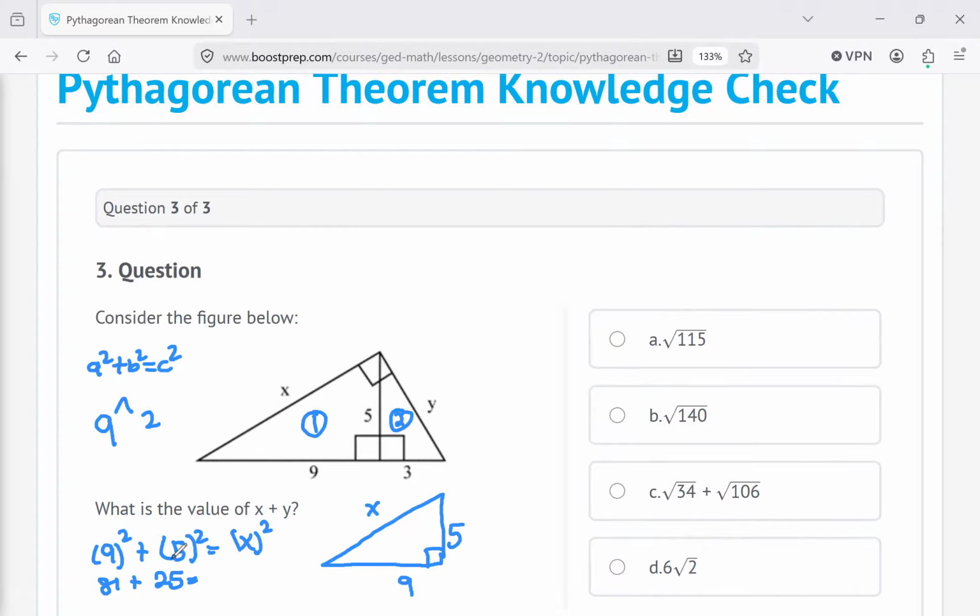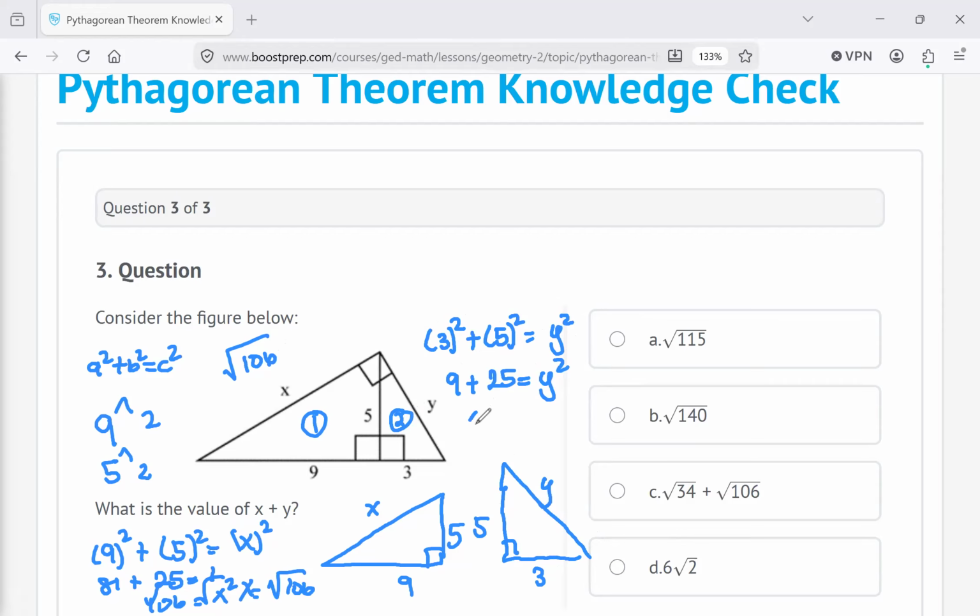So we definitely could do the Pythagorean theorem. It would be 3 squared plus 5 squared equals y squared. So 3 squared is 9, 5 squared is 25, equals y squared. And then 9 plus 25 is 34. Take the square root, and we get y equals the square root of 34.